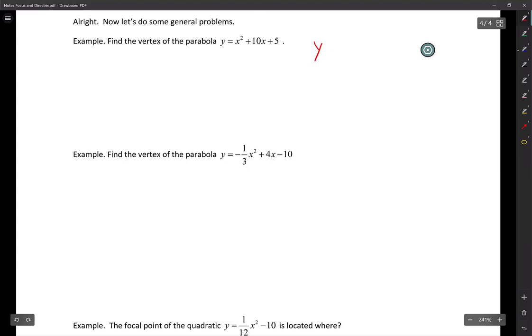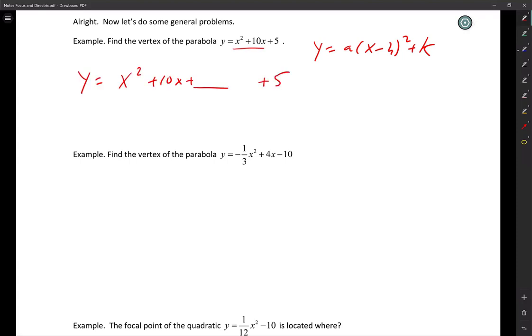So here it is. You want it to look like this, because the HK is the vertex. So you're going to group these two, move the 5, just like we did before. X squared plus 10x, leave some space there, put a plus symbol. It's always going to be plus something. And then there's my plus 5. 10 divided by 2, and I'll slow down. 10 divided by 2 is 5, and 5 squared, so I put 25 there, but that's magic.